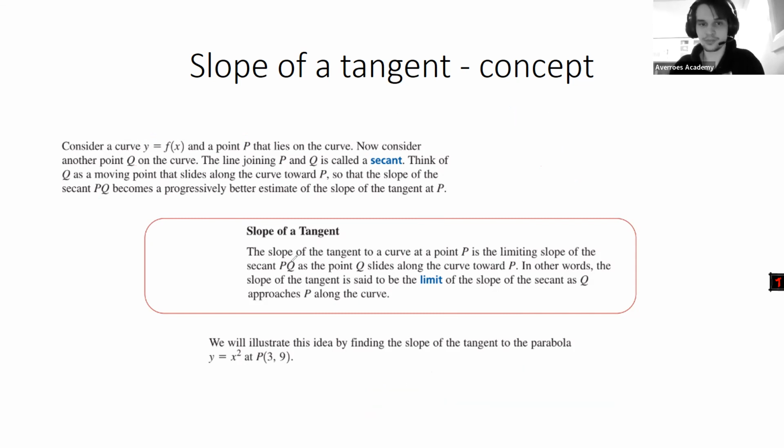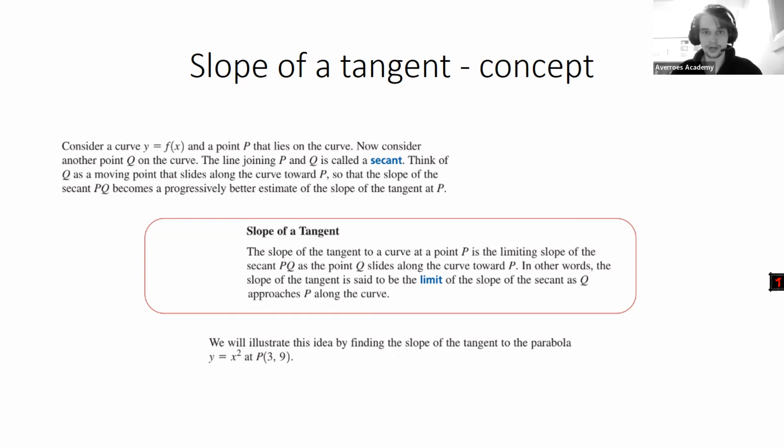Slope of a tangent. The slope of the tangent to a curve at a point P is the limiting slope of the secant PQ as the point Q slides along the curve towards P. In other words, the slope of the tangent is said to be the limit of the slope of the secant as Q approaches P along the curve. So we're seeking to limit the value of Q as close as possible to P. You got it? Yeah.